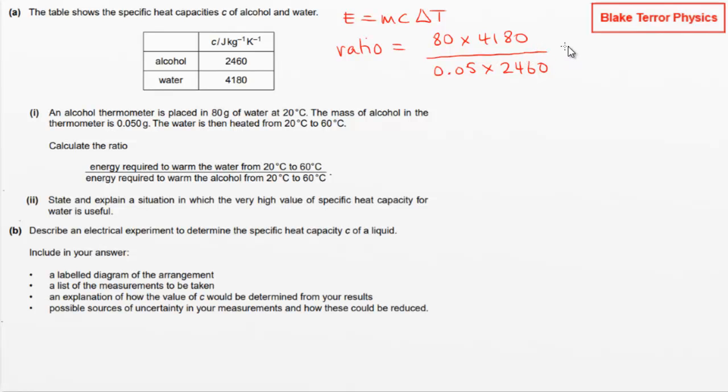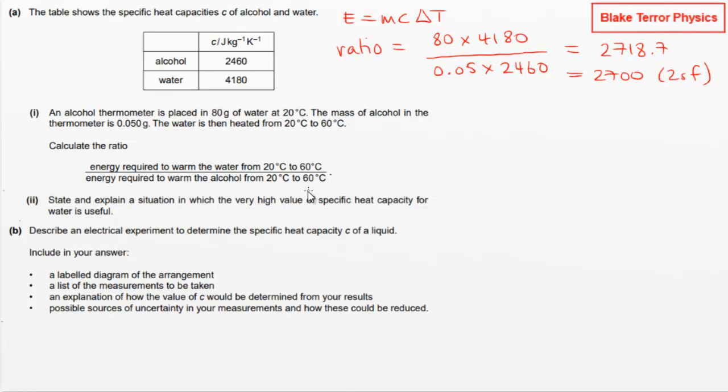2460, and that's going to be all that we want, really. So what we're going to get out of that is 2718.7. So we'll say 2700 to two significant figures.